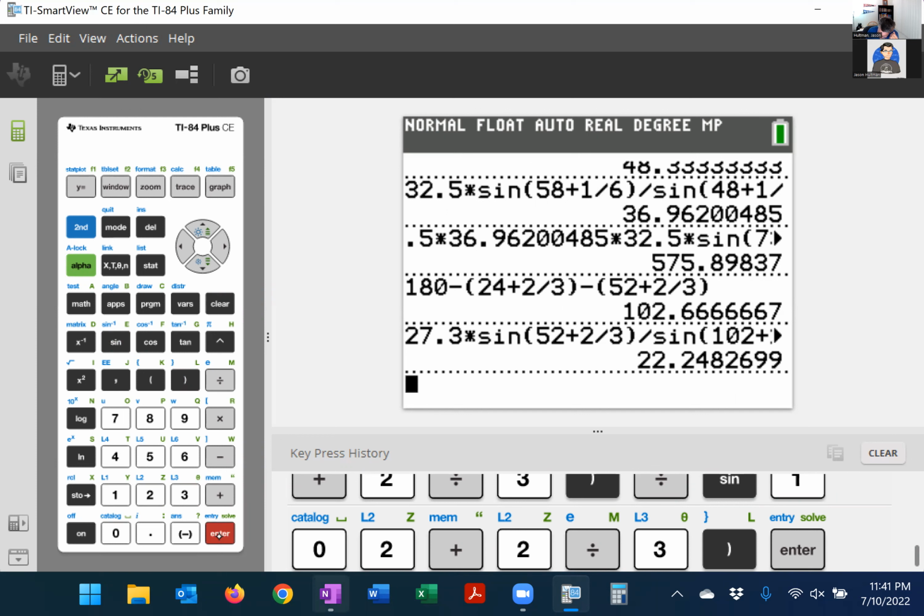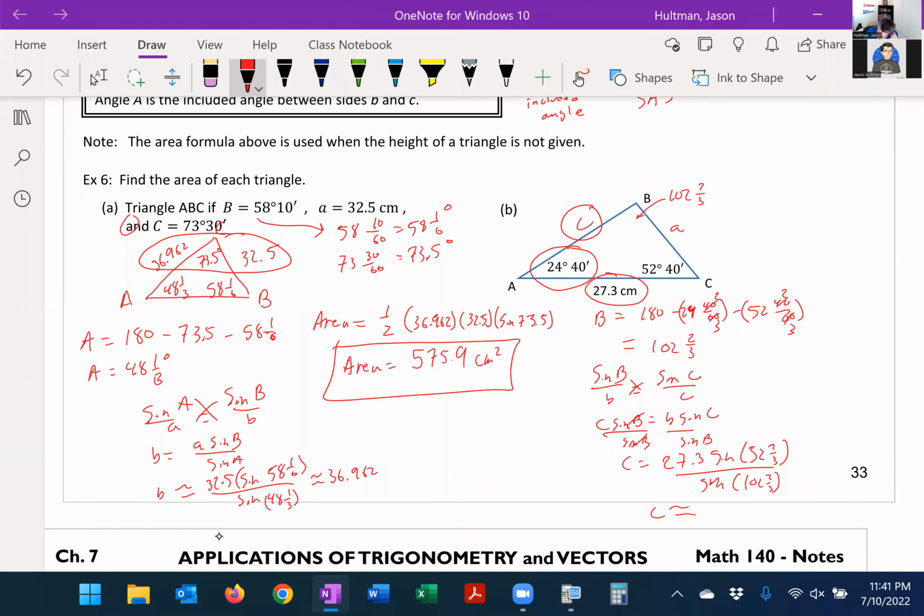Okay, 22.25. So C ends up being about 22.25 centimeters.